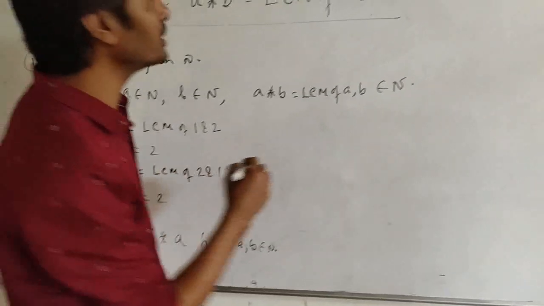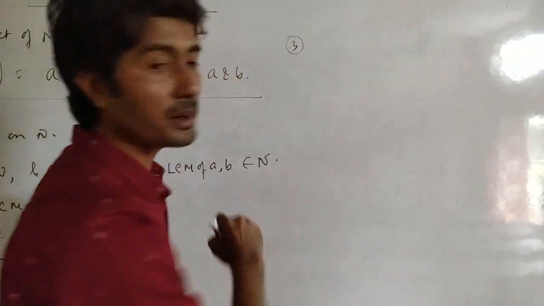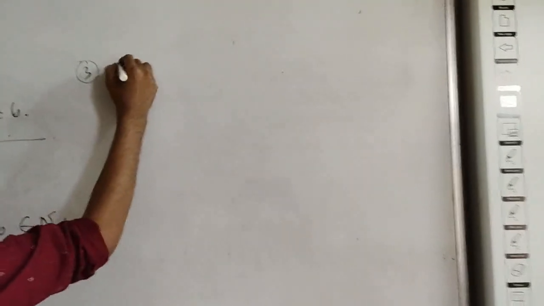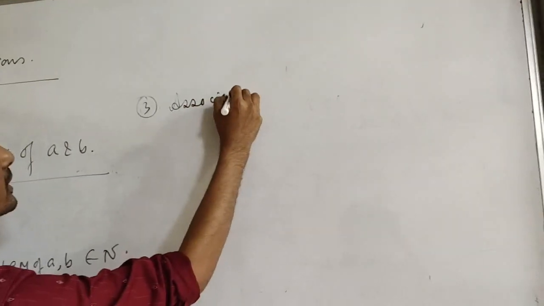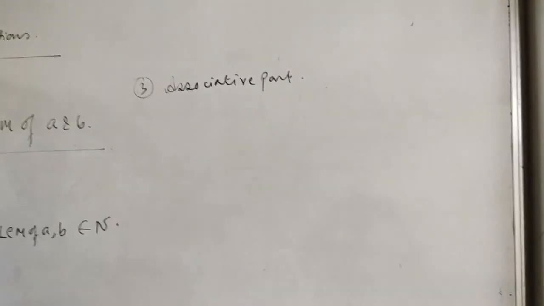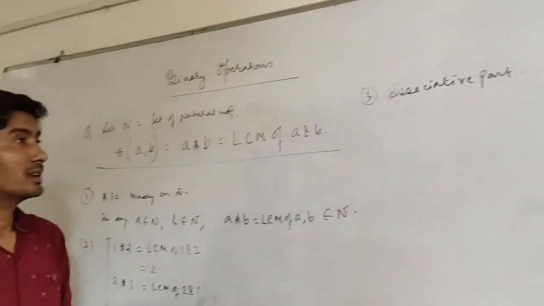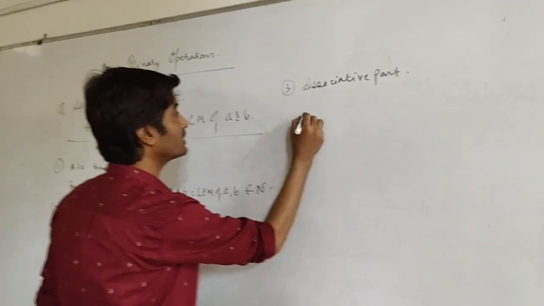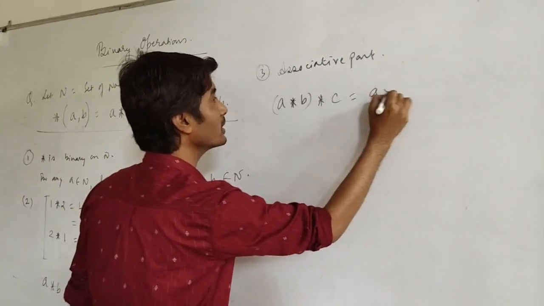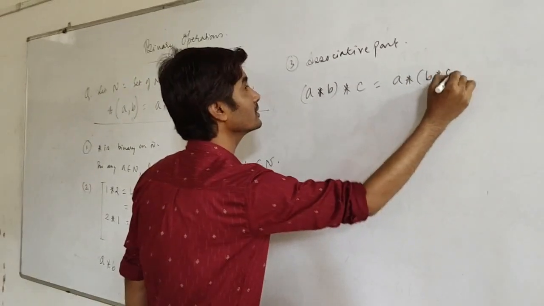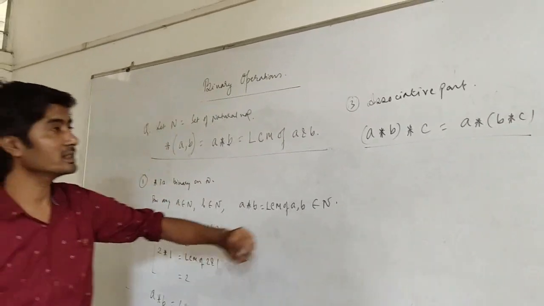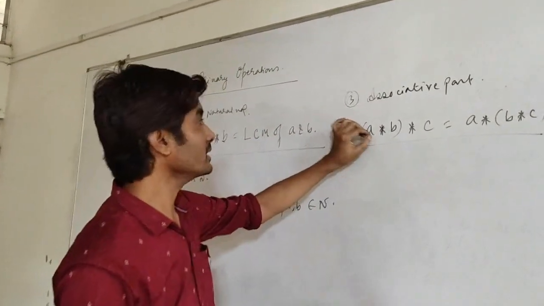And number 3, the third part, is to check whether it is associative or not. This associative part you try at home. This verification is very simple. You simply need to verify that (A star B) star C is equal to A star (B star C). And as you know that here star has been defined in the form of the LCM of A and B, so it is very simple to verify that star is associative here.